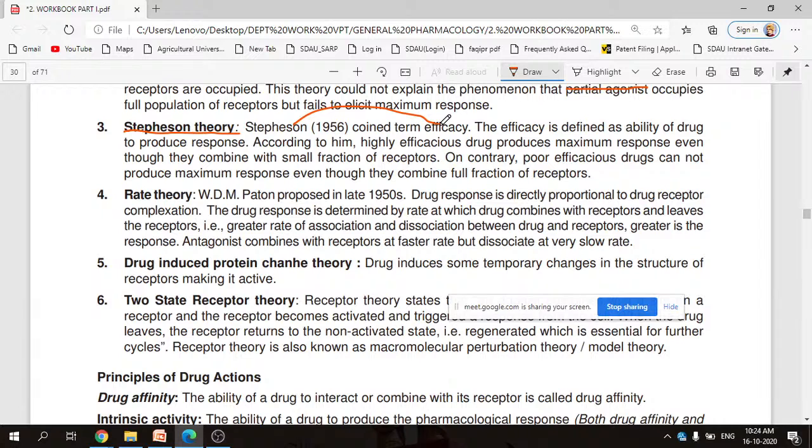Now according to Stephenson, in 1956 he gave this theory, and according to his theory, highly efficacious drugs produce the maximum response even though they have combined with small fractions of the receptors. Stephenson is clearly saying that the highly efficacious drugs, that means the most efficacious drugs, produce the maximum response though they combine with the small fractions of the receptors.